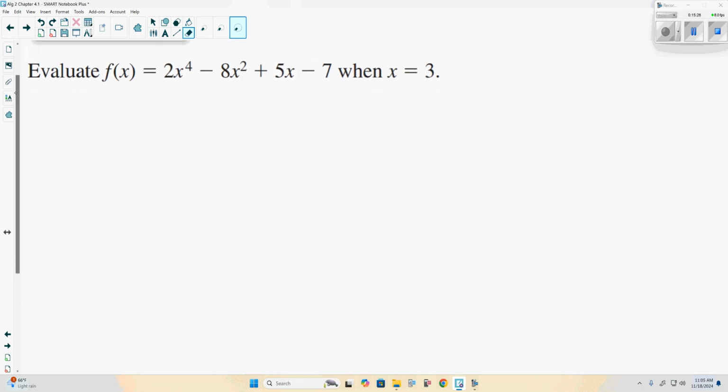Let's look at example number 2. We want to evaluate this function here when x is 3. So all this means is that we're going to replace every x in this expression with 3. We can plug that whole thing into the calculator.